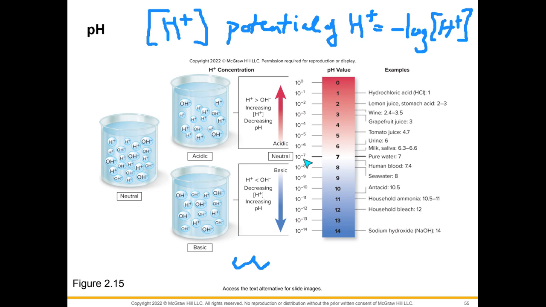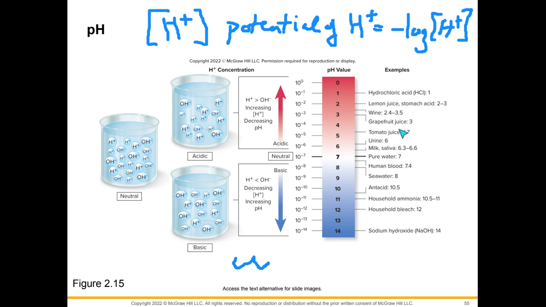So the difference between 10 to the minus 7 and 10 to the minus 8 is 10 times. Between 7 and 6 is 10 times. 6, of course, has 10 times more acidity than 7. And going from 4 to 7 is a difference of 3, but this is 10 to the minus 7 versus 10 to the minus 4, so it's 1,000 times more hydrogen ion. All right, so keep that in mind.